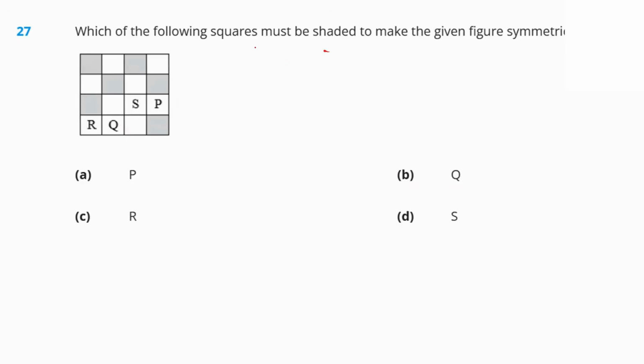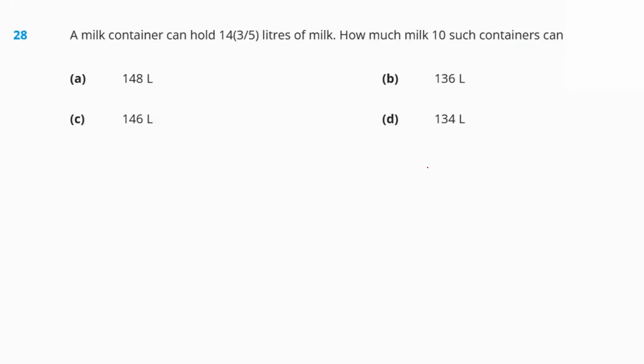Which of the following squares must be shaded to make the given figure symmetric? If we check, this figure is neither vertically nor horizontally symmetrical. So what we can do, we can check diagonally. Is it diagonally symmetrical? Yes. Half and half balanced. This one balanced against this. This one balanced against this. For this, we have missing. So it should be Q shaded. So option B, Q is the answer.